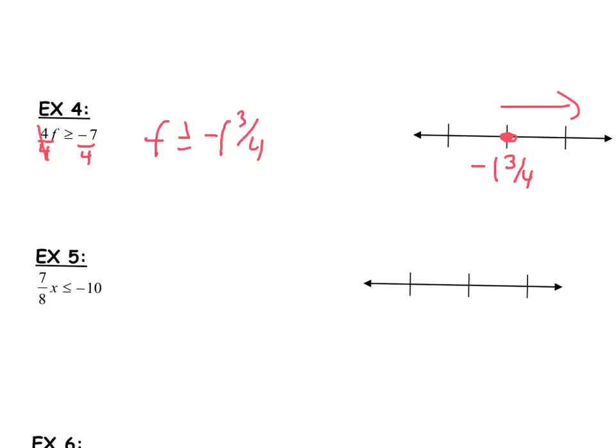On this particular problem, the negative 7 was there, but we didn't divide or multiply by a negative 7, so don't let that confuse you. That's why we didn't flip-flop the sign. It's only when you divide or multiply by a negative.